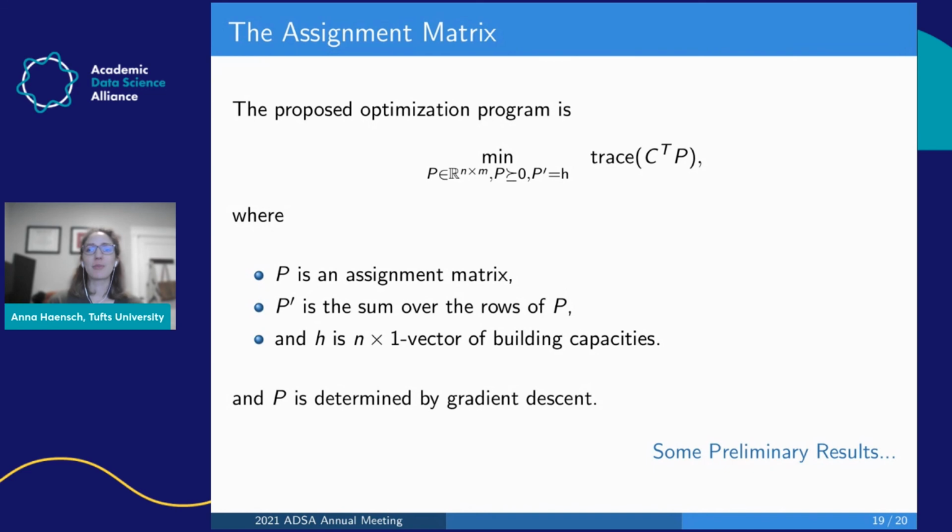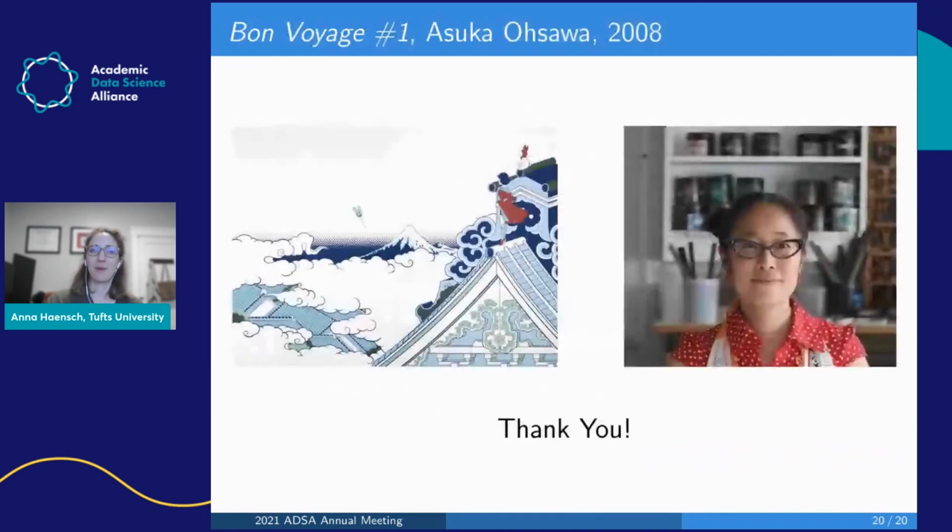And just from our preliminary testing, we found that certain artworks in the collection are favored by many buildings. And one that was particularly well liked was this one artwork called Bon Voyage No. 1 by Asuka Osawa, who's actually a graduate of the Tufts School at the Museum of Fine Arts. This is a work by a Japanese-American artist, and you can see the cultural influences of the print itself. And this had very, very high likelihood for a lot of the buildings on campus.